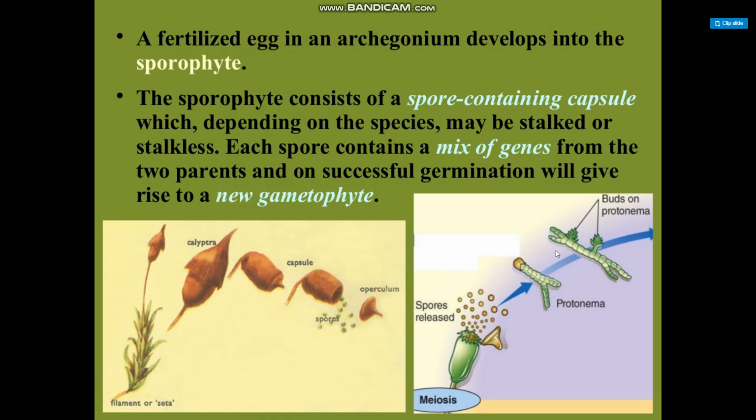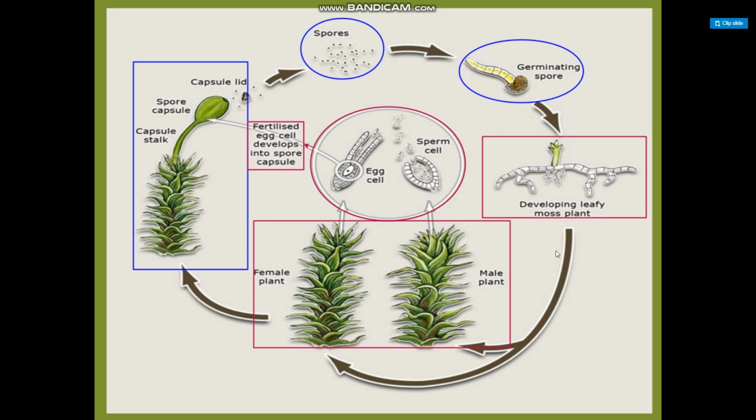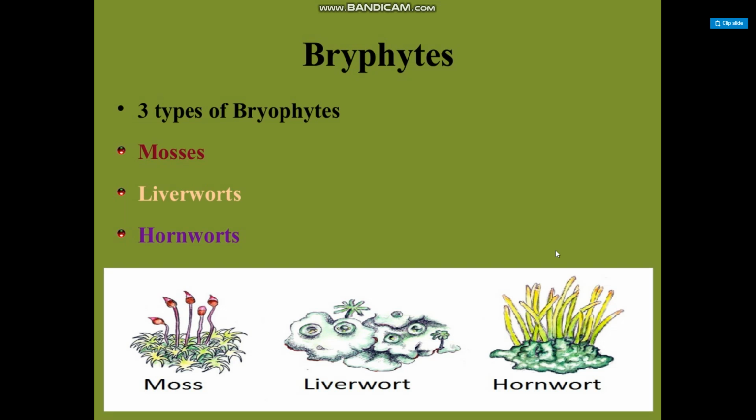The fertilized egg in the archegonium develops into the sporophyte, and the sporophyte, consisting of a spore-containing capsule, may be a stalk or stalkless depending on the species. Each spore contains a mix of genes from the two parents, and successful germination will give rise to new gametophytes. So this is the cycle of reproduction.